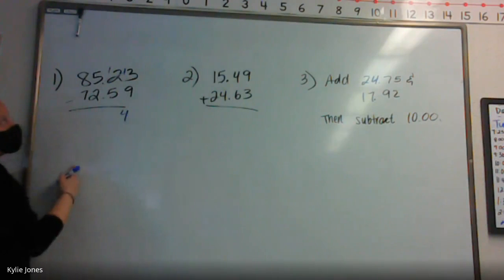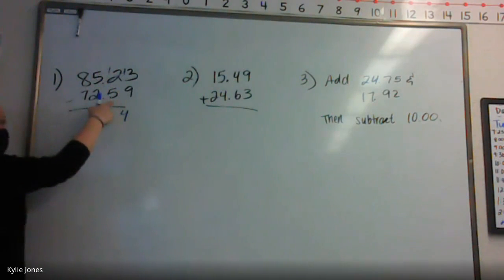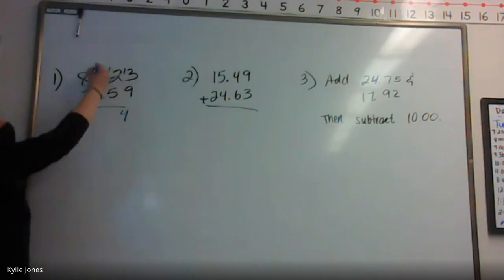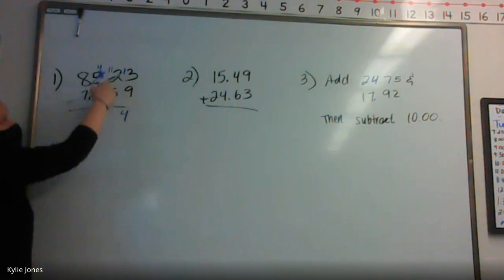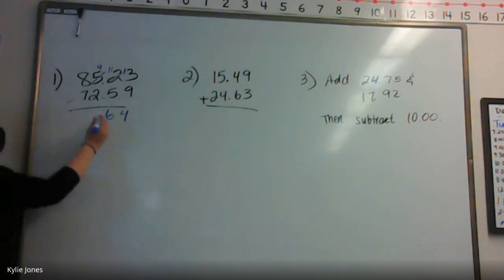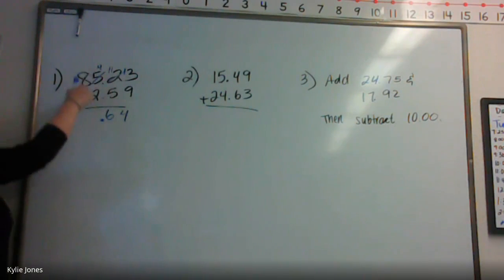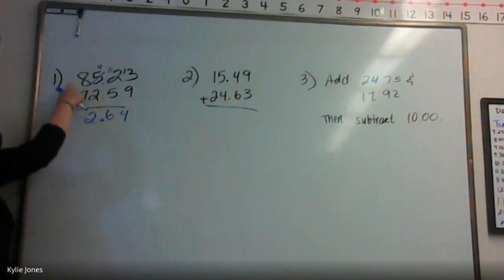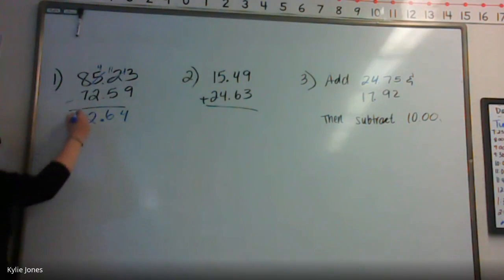4. Good. Can I do 1 minus 5? Nope. What do I got to do? Take from the 5. What does the 5 become? A 4. What does this 1 become? 11. What's 11 minus 5? 6. Always drop down your decimal. Good. And can I do 4 minus 2? Yep. What is it? 2. And 8 minus 7 is 1.